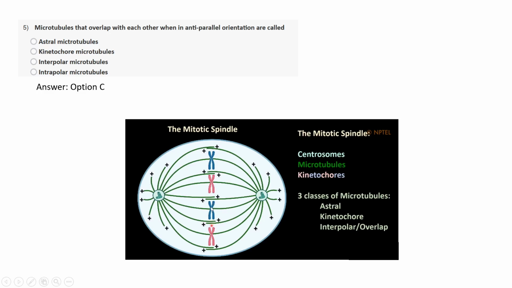The kinetochore microtubules are the microtubules which are attached to the kinetochore region of the chromosome, and the interpolar microtubules are microtubules which are not attached to the kinetochore and which overlap with each other over here. Okay, you can see. So these are the three kinds of microtubules, and here you can see that microtubules overlap each other in antiparallel orientation because these are emerging from the opposite poles, that is, interpolar microtubules.